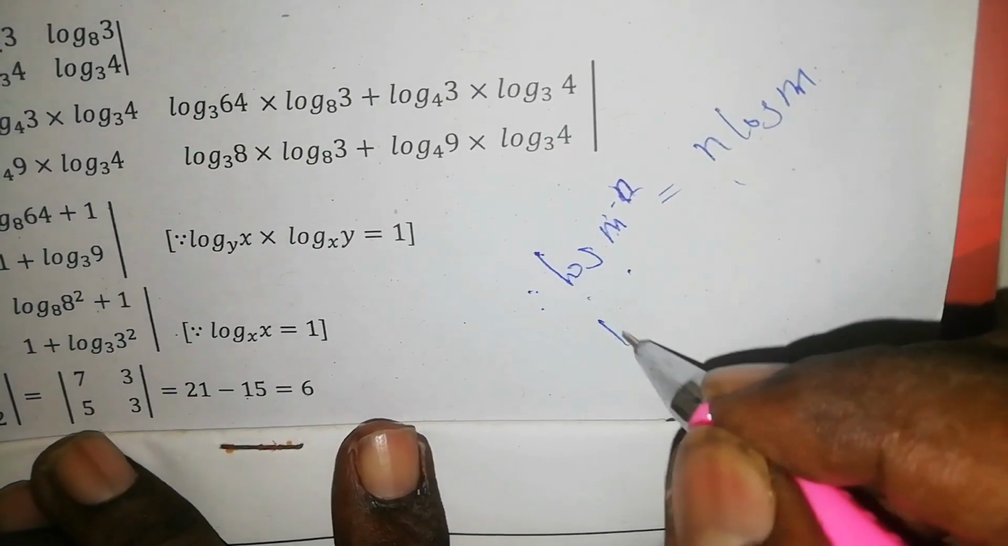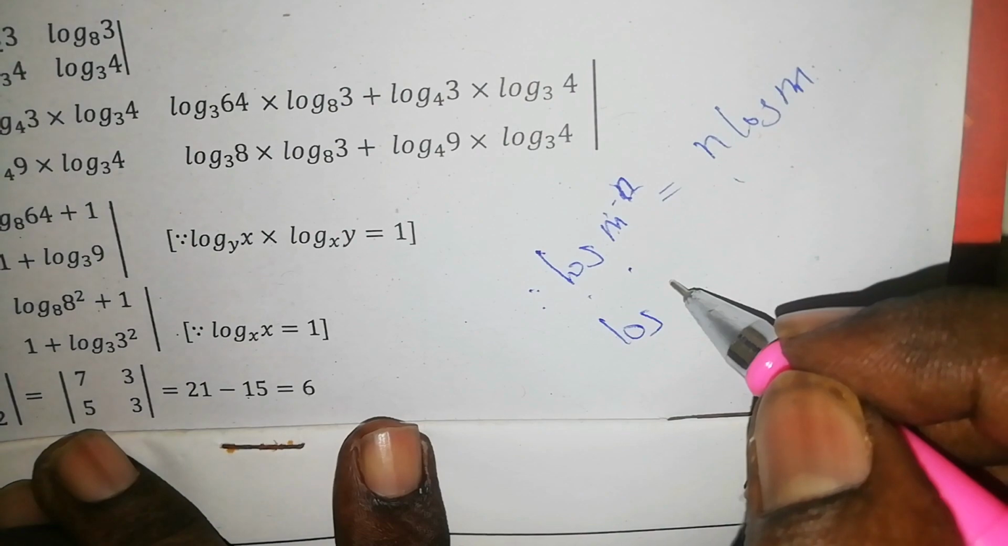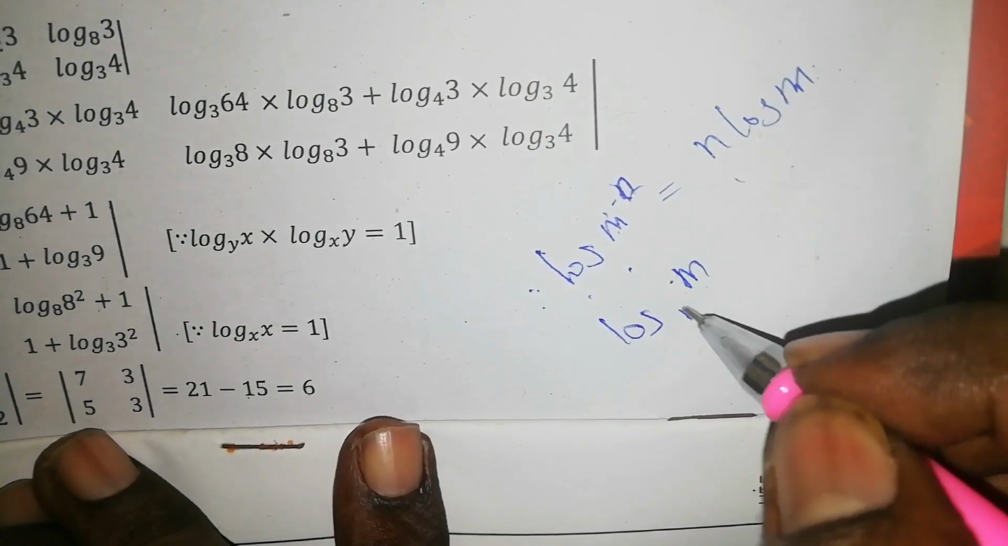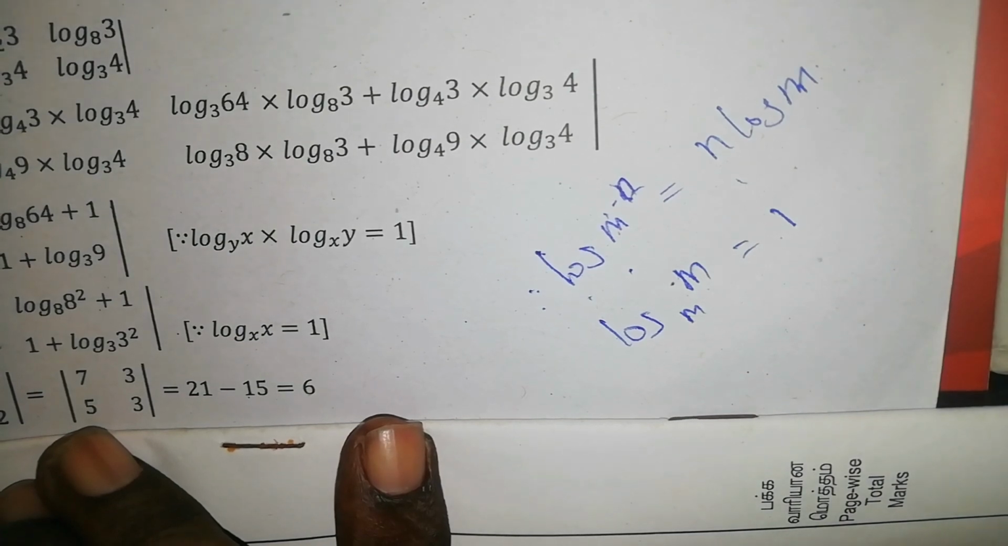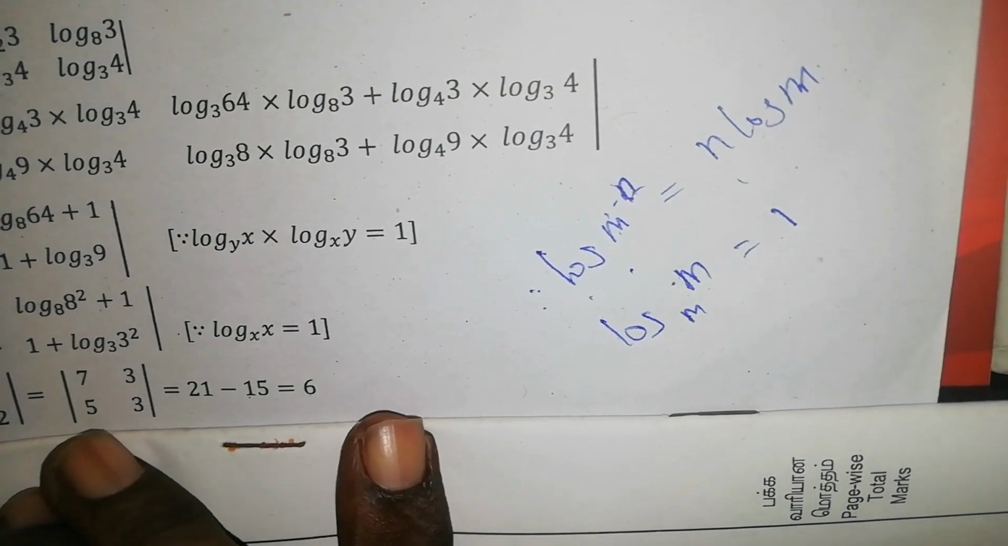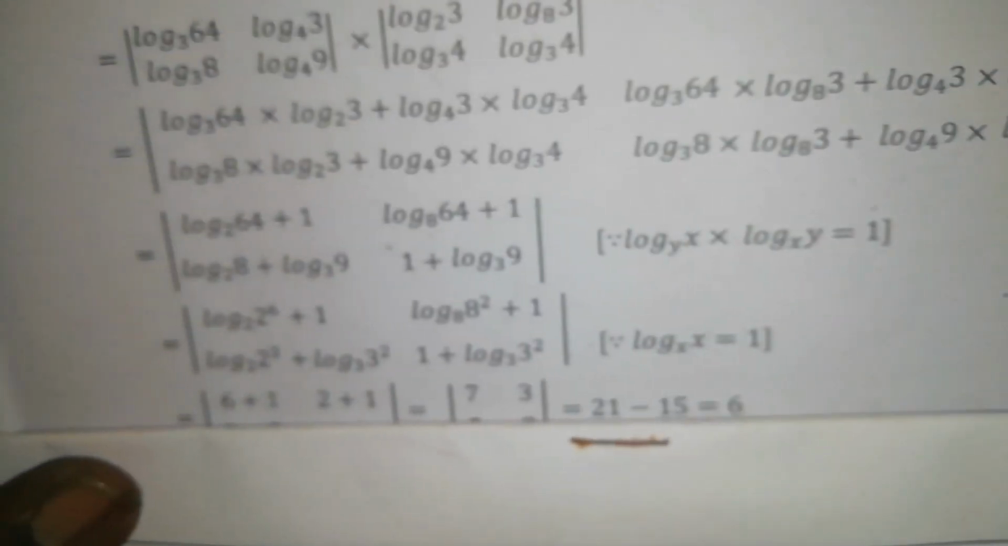And similarly, log m base m means that value is 1. Next, the change of base rule. You can recall all the results of the change of base.